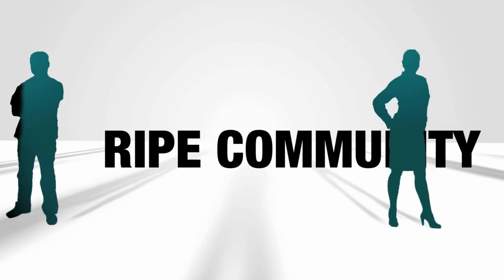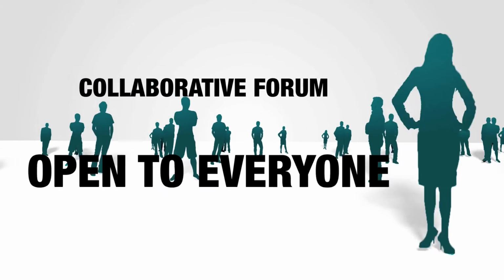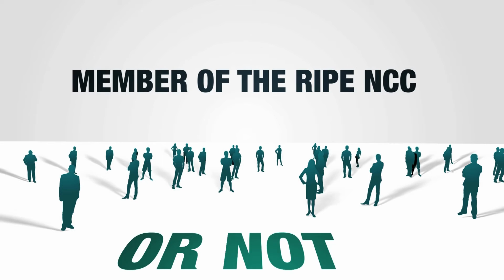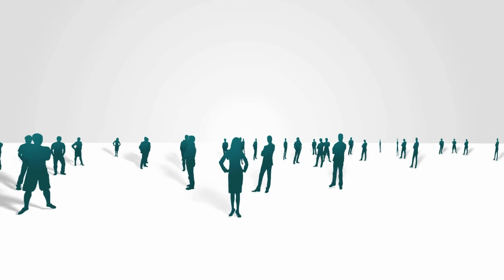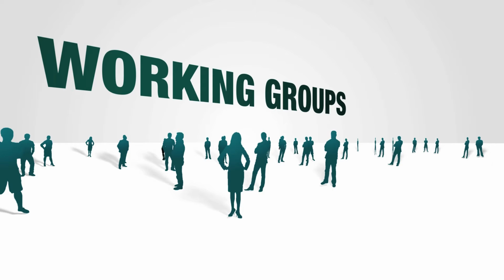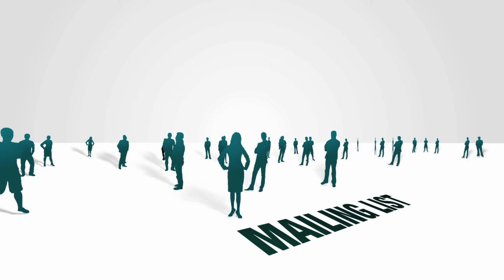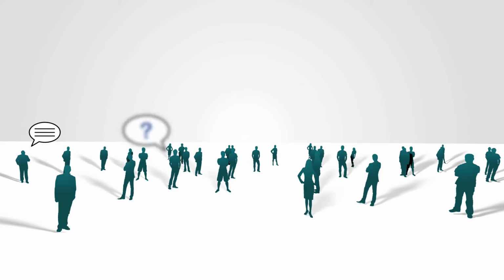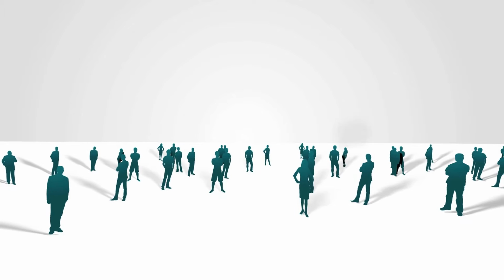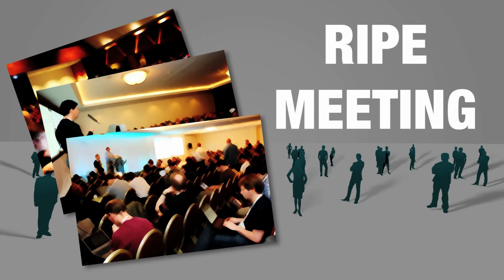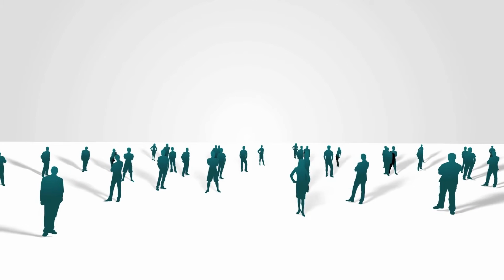The RIPE community is a collaborative forum that's open to everyone, whether you are a member of the RIPE NCC or not. The RIPE community has several RIPE working groups, and each one has its own mailing list. Policy discussions take place on these lists, depending on the subject matter. Sometimes a discussion continues at a RIPE meeting, but decisions on a policy only happen on the mailing lists.